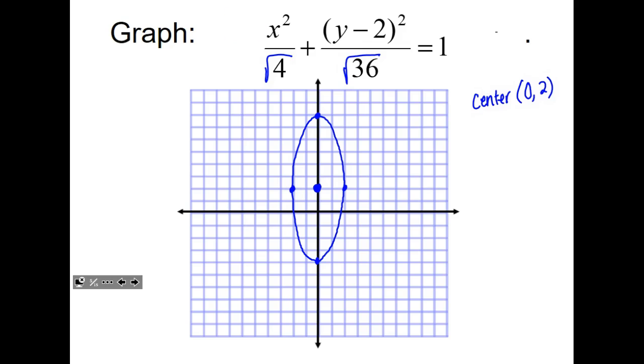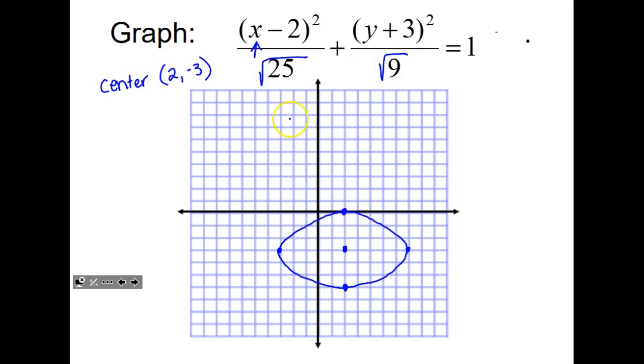And so you should notice whenever you're doing this that if the number underneath the Y is larger, then you're going to have a tall, skinny ellipse. If it's like the last problem where the number underneath the X is larger, you'll have a wide ellipse.